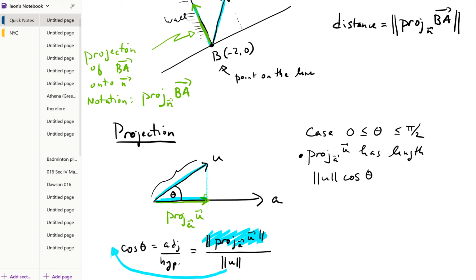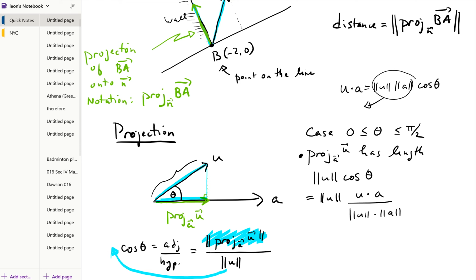Now cosine theta, you'll recall that we found there's an identity that we can use to find a cosine, and it's related to the dot product. You remember that U dot A gives me norm of U, norm of A, times the cosine. So if I just want the cosine, I'm going to send those down here. So the cosine is U dot A divided by norm of U, norm of A. And those two just cancel out. So I just get U dot A over norm of A for the length of the projection.